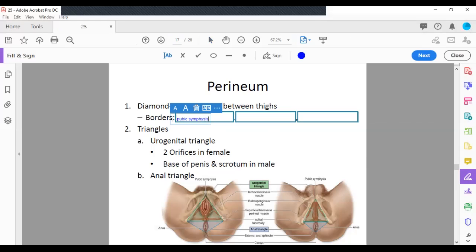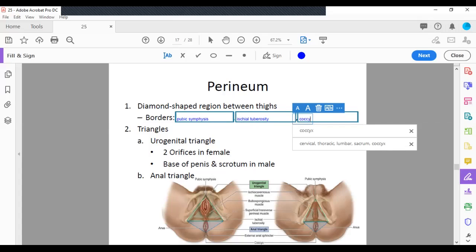On the two sides, we have what's known as the ischial tuberosity, one, two. Ischial tuberosity. In the back, we have what's called the coccyx. So we can say sacrum and coccyx, or just use the word coccyx.